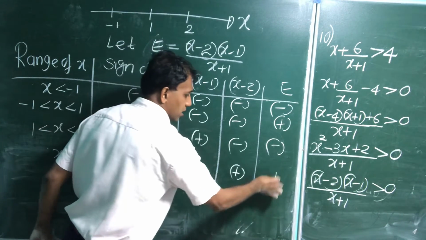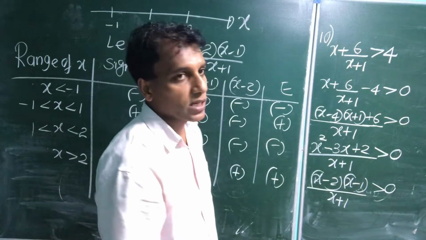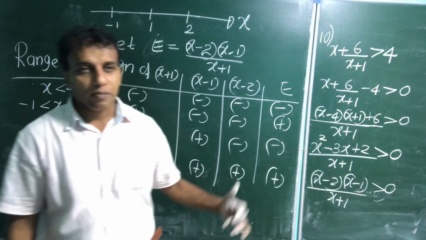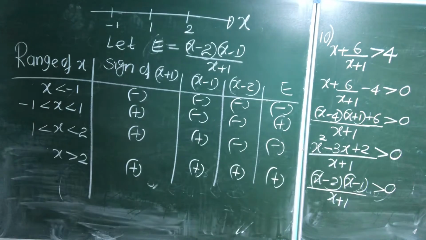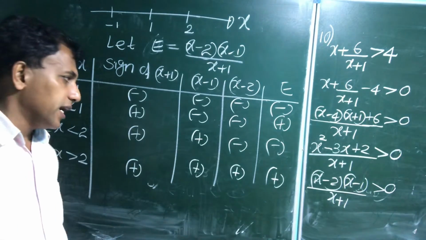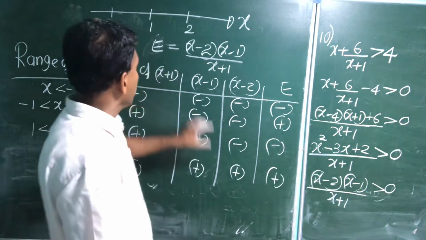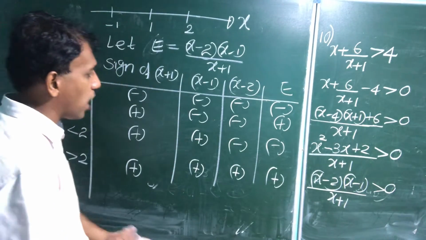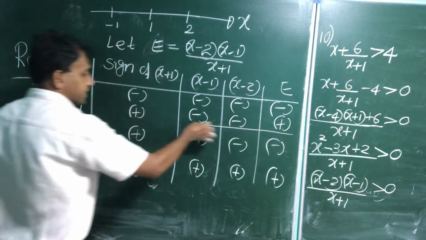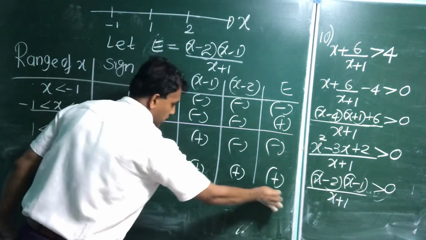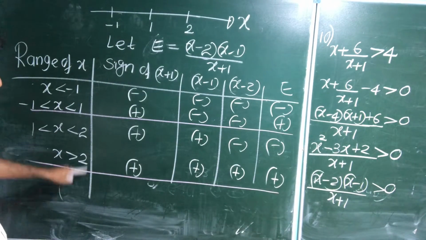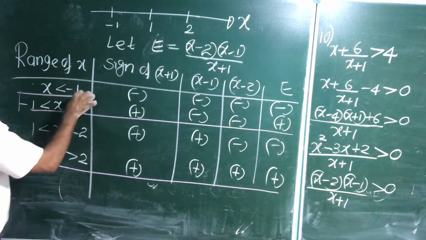All together in e. So this is the method. It's not a modulus inequality; it's an algebraic inequality with a quadratic numerator and a linear denominator. The problem I mentioned is e, which should be positive, greater than 0. Where are the positive answers? These two give you positive answers.